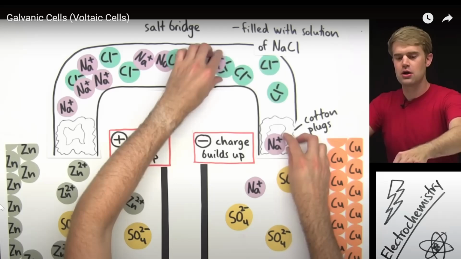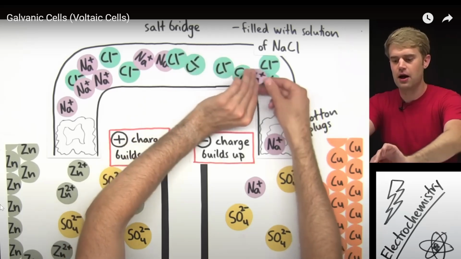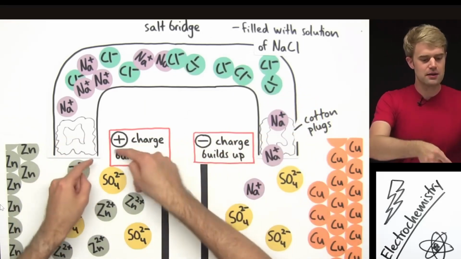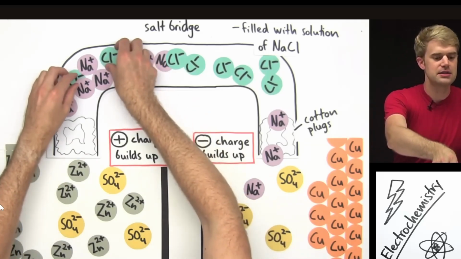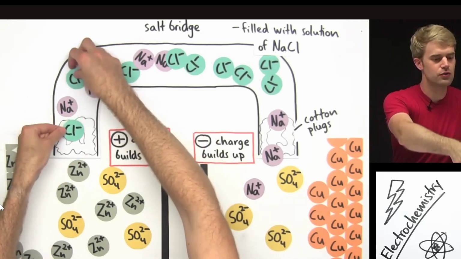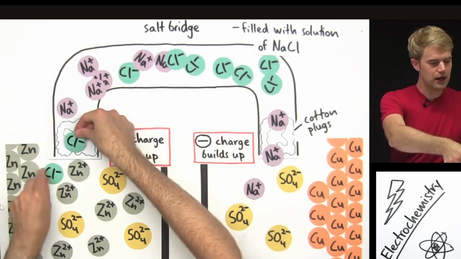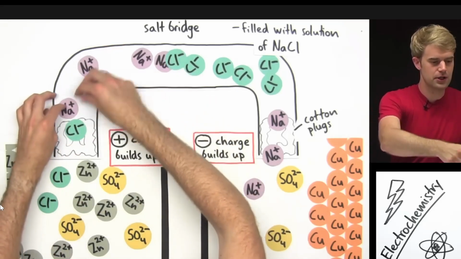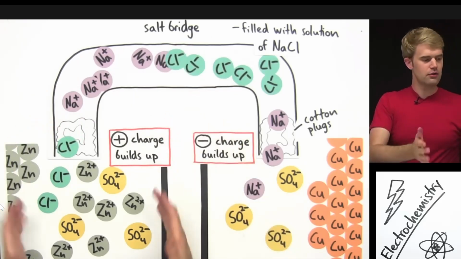And so those positive ions move towards any negative charge buildup, making it, once again, neutral, maintaining the charge balance, maintaining electrical neutrality. So the Na+ ions are going to begin moving in this direction to balance out the negative charge. And over here, we said that positive charge begins to build up. The Cl- ions are going to begin moving through the salt bridge to come out through the cotton and help to balance out the positive charge that builds up on this side of the voltaic cell.